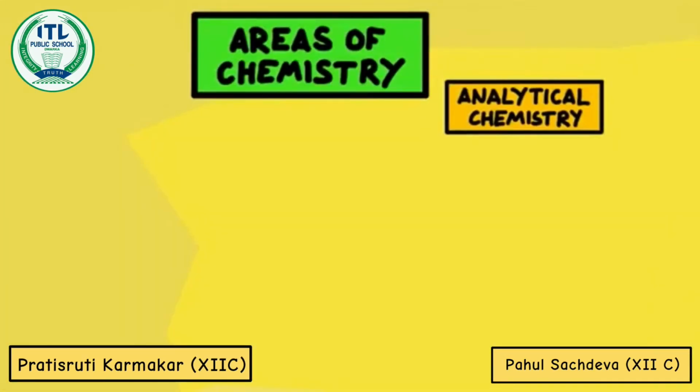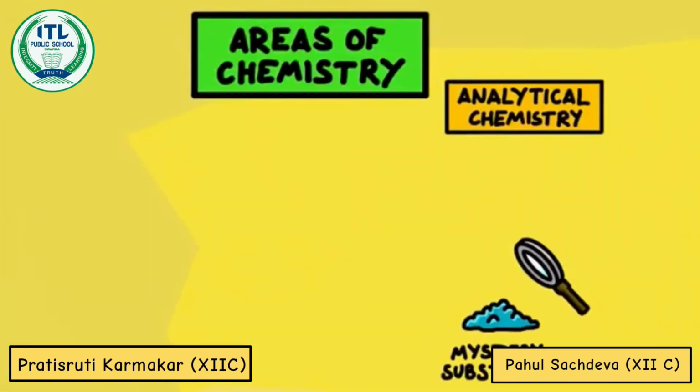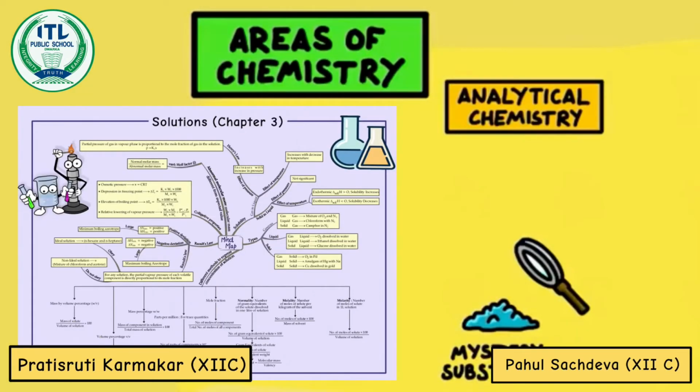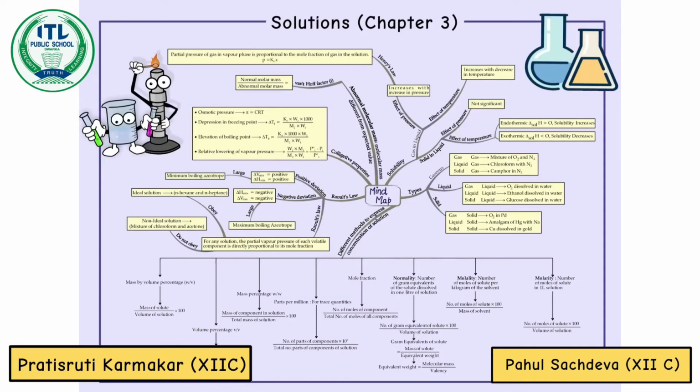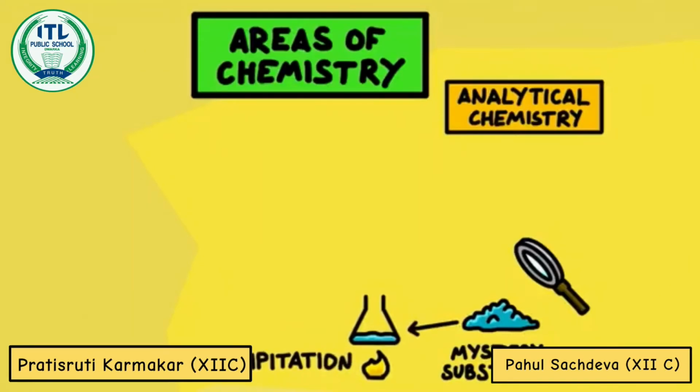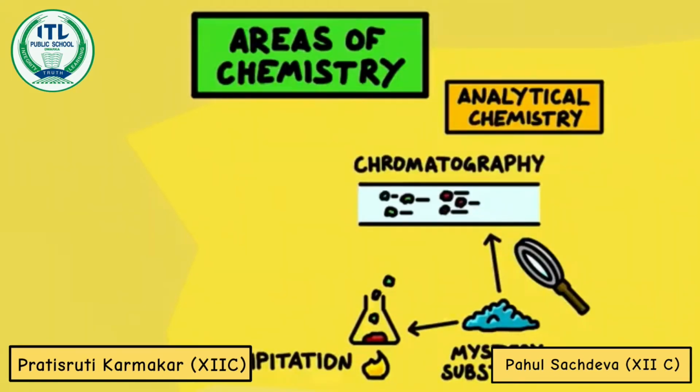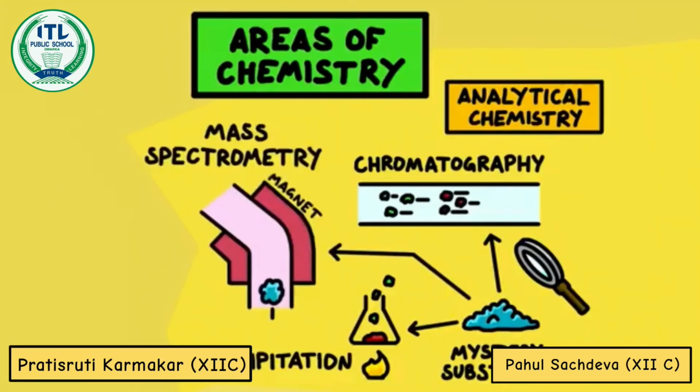Speaking of areas of chemistry, we dive deeper into the analytical chemistry of different types of solutions. The different methods to express their concentration are arranged in a flowchart in the bottom of the map. Further, we are introduced to Henry's law of partial pressure of a gas in vapor phase and Raoult's law. We learn about the colligative properties and the determination of molar mass along with the use of Van 't Hoff factor in case of abnormal mass.